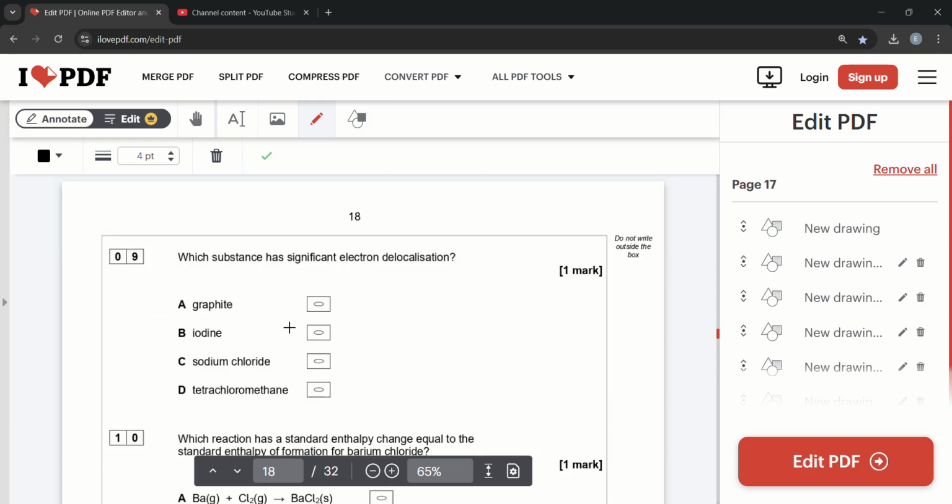Which substance has significant electron delocalization? So it's going to be graphite. In the specification, in bonding, you need to know the structure of it as well.